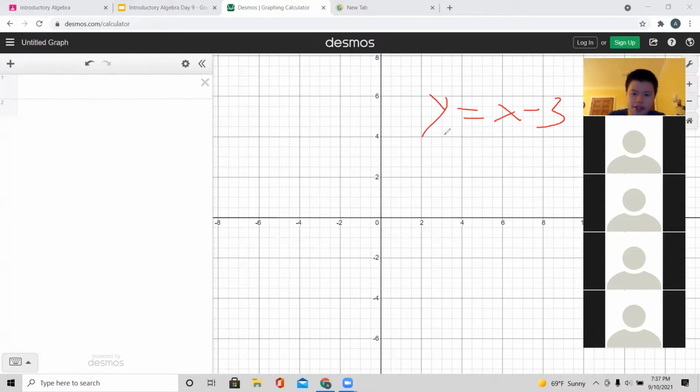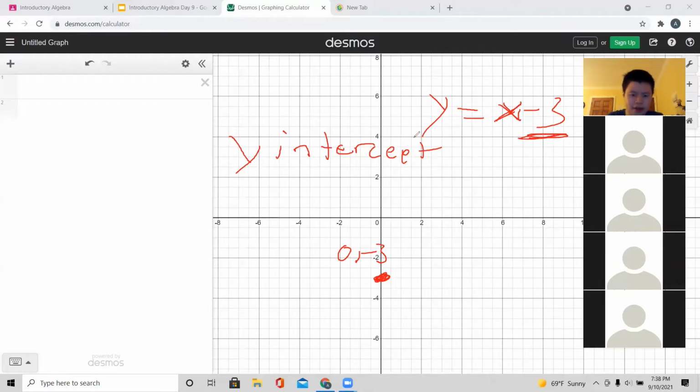So first, we need to find the y-intercept. The y-intercept is the y when x is 0. This form is convenient because it's just -3 since x is 0. So the y-intercept is -3. The line crosses this point 0, -3 as it travels along the plane.